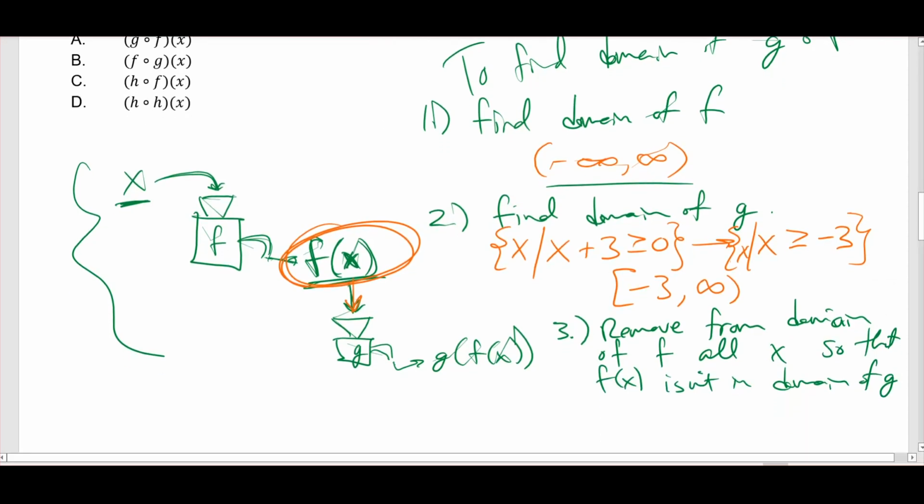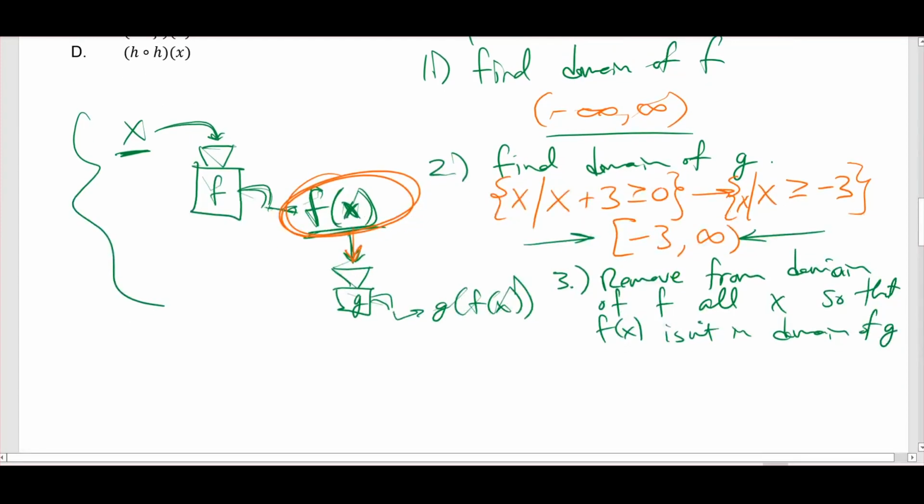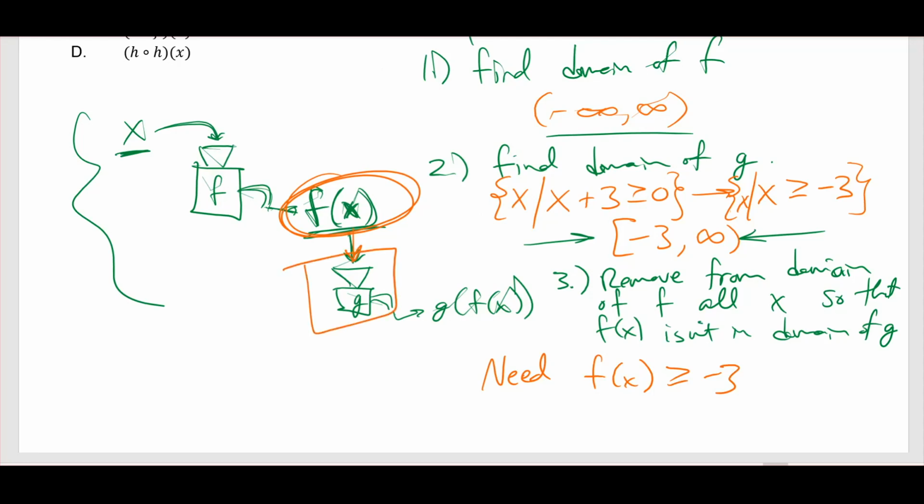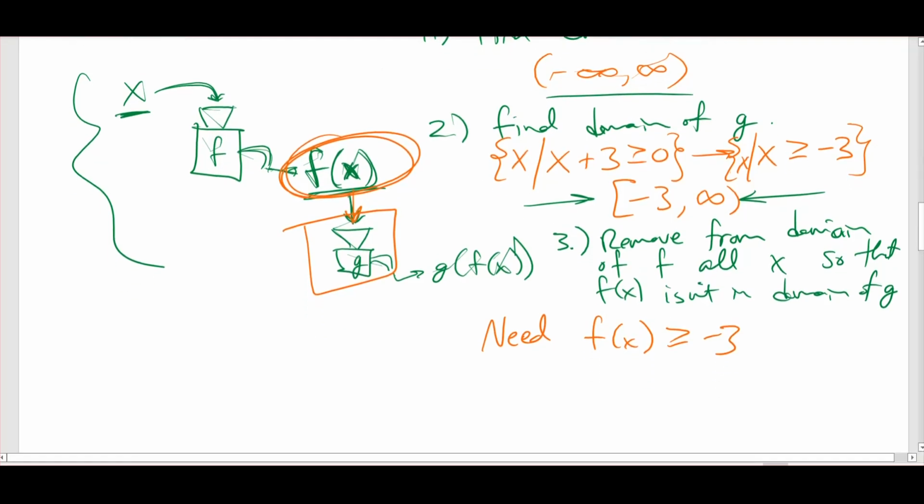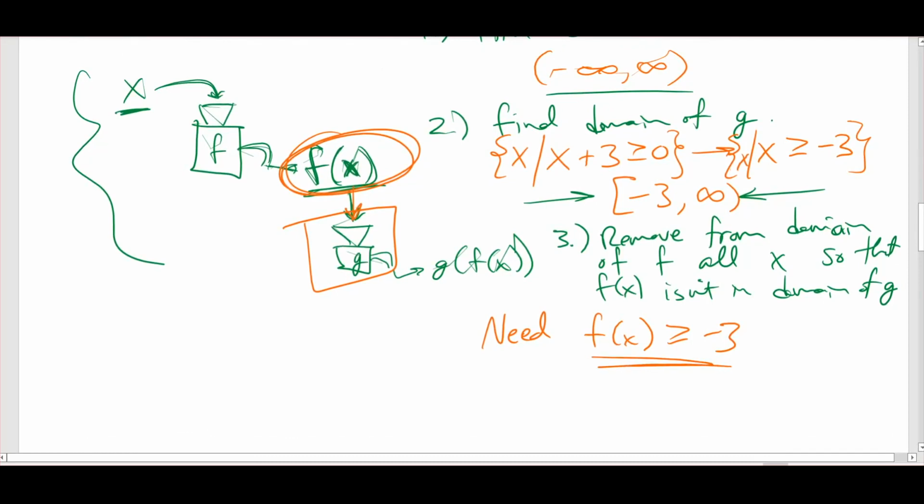Okay, so we would just want to remove all of the x values so that our function value is not in that set. Another way to phrase this with a radical is that we need, in our case here, our function value to be bigger than or equal to negative 3. Because if I'm going to put an x value into f, it can be any real number, but then when I'm putting the number into that function g, we need that to be bigger than or equal to negative 3.